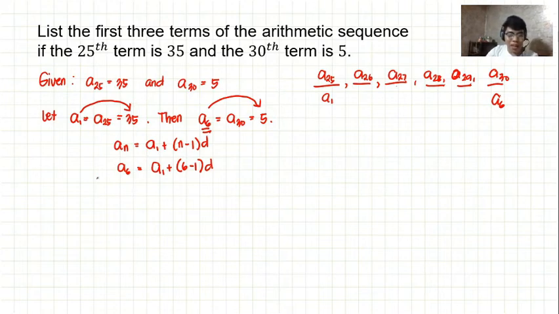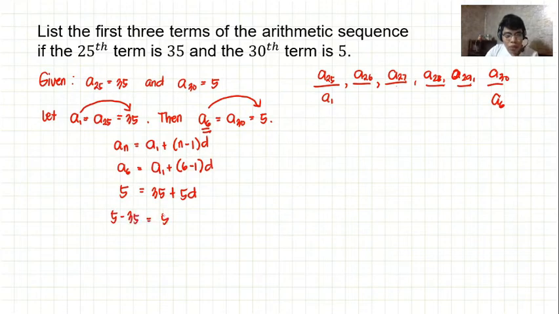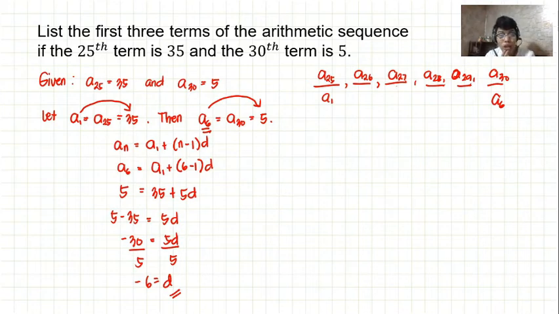So from that, I will now have 5 equal to a sub 1, which is 35, plus 6 minus 1 is 5d. So from that, I can now solve for d. Now, solving for d, this will become 5 minus 35, right? And equal to 5d. So you have negative 30 equal to 5d. Solving for d, we will divide both sides by 5. So d is equal to negative 6. So I have now my common difference.